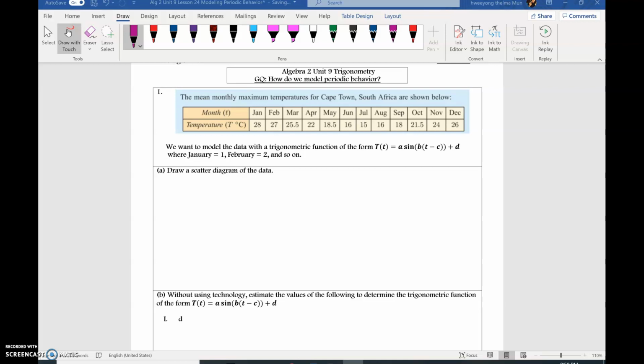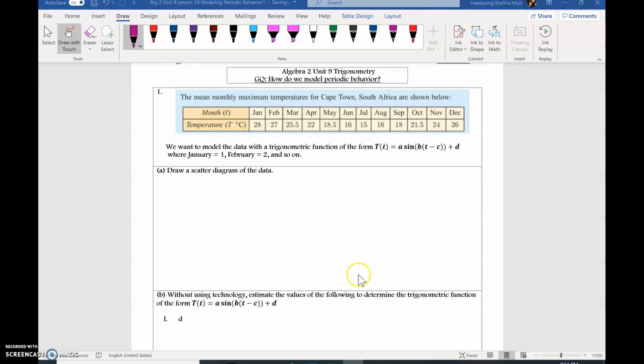So today we're going to talk about how to model periodic behavior. Here we're given data of temperatures according to months in Cape Town, South Africa. We're going to plot this data, and this data is actually going to model a trigonometric function of this form. We're going to find a sine function. So first, we're going to draw a scatter plot for this data.